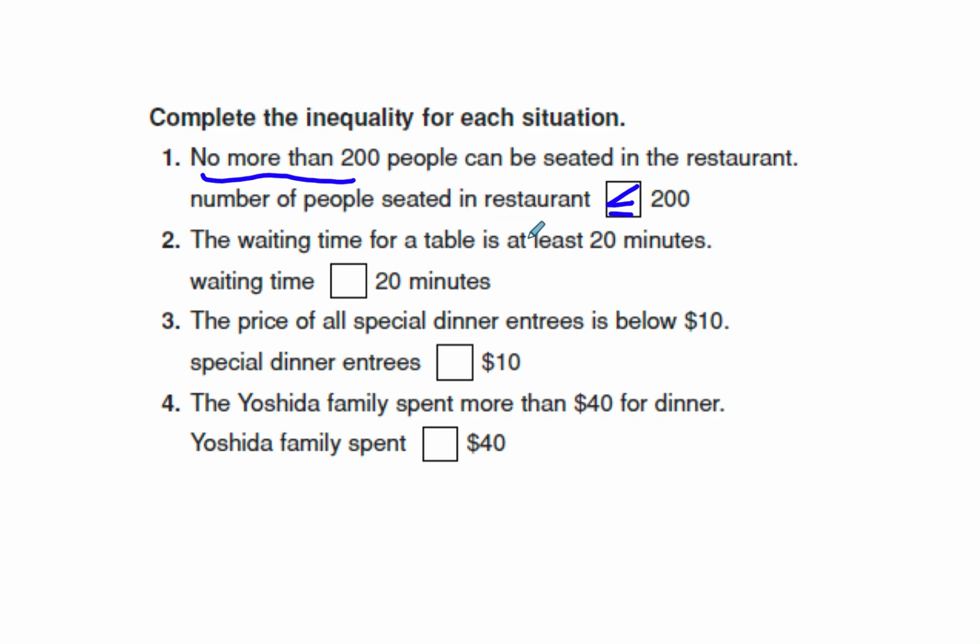Second one, the waiting time for a table is at least 20 minutes. So waiting time is going to be greater than or equal to 20 minutes. At least means greater than or equal to. Number 3, the price for all special dinner entrees is below $10. That means less than. So the cost for those entrees is less than $10. And then the Yoshida family spent more than $40 for dinner, so the amount that they spent is greater than $40.